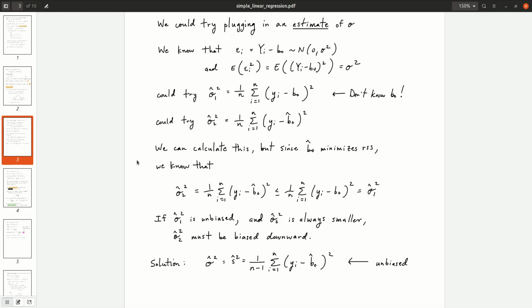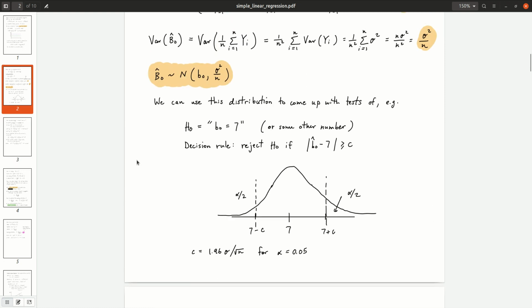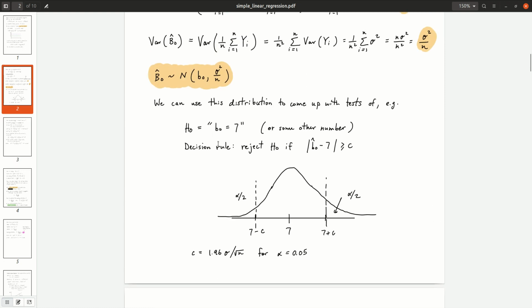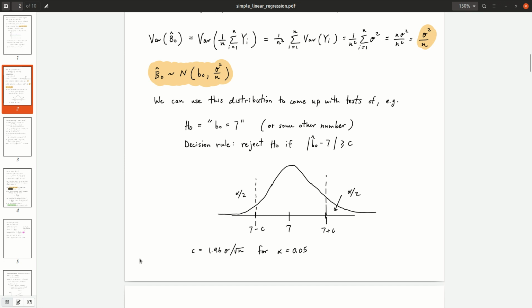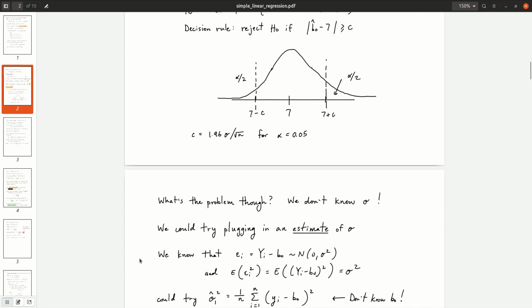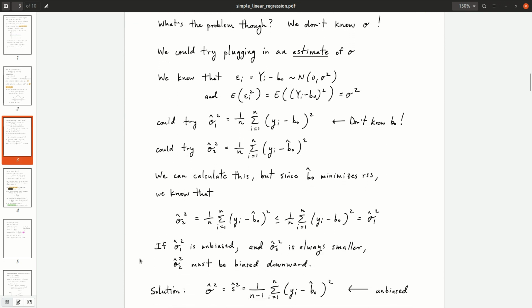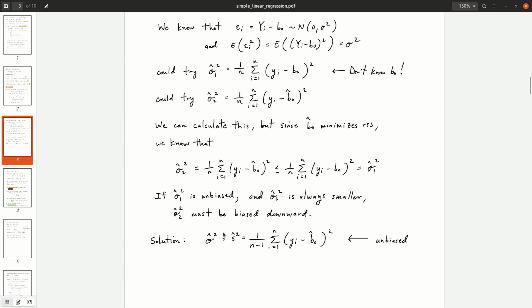Okay, so where have we gone so far? We want to construct a test for this hypothesis. The first thing we tried is to use this cutoff, but the problem is we don't know sigma. So one solution is to try plugging in an estimate for sigma. We thought about how we would do that, and we settled on this one as a good estimate for sigma hat squared. By the way, to get the estimate for sigma, you just take the square root of this.